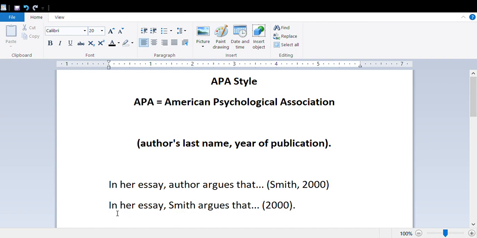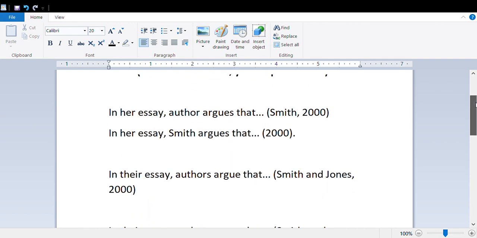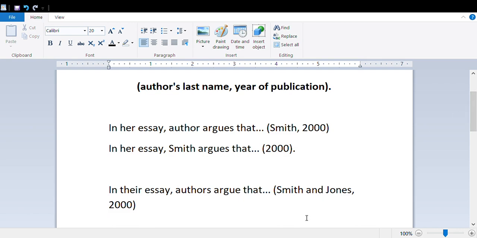So here's the second example. In her essay, Smith argues that, we don't want you to repeat anything, you just say 2000. So you have a choice. You can mix and match if you want, just according to what's convenient for you, but that's just for FYI. So sometimes you have an essay where you have more than one author, so you will just acknowledge that. You'll say authors argue that, and then you will say Smith and Jones, year 2000. And that's pretty logical and makes sense and simple to remember.